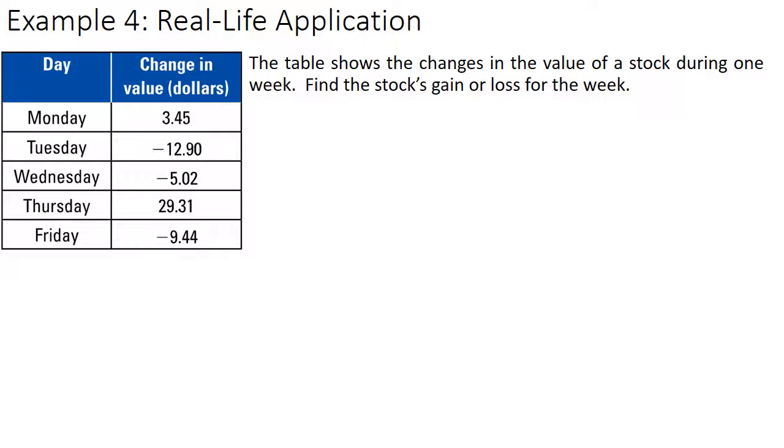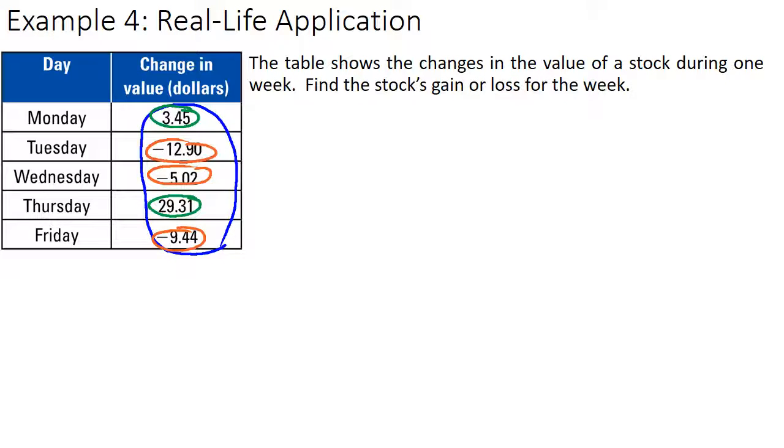So for our next real-life application, we're going to be looking at this table, which shows the changes in the value of a stock during 1 week. We're going to find the stock's gain or loss for this week. So again, in order to figure out this, we need to find the sum of all of these numbers right here in order to find that change in value. So the way we can break this into easy pieces to digest is we can look for all of our positive numbers and add them together, and we can look for all of our negative numbers and add all of our negative numbers together.